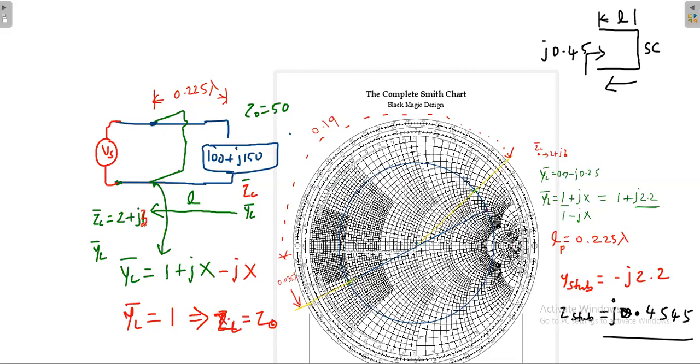That is the question. Tell me, sir. We have to travel from the load point, from the short circuit point, to find J 0.45. You are in short circuit. You travel in which direction? You have to travel in the clockwise direction, in such a way that you are getting J 0.45. Okay, that's the idea. Now I'll draw.